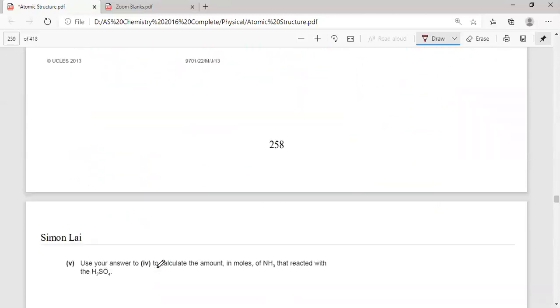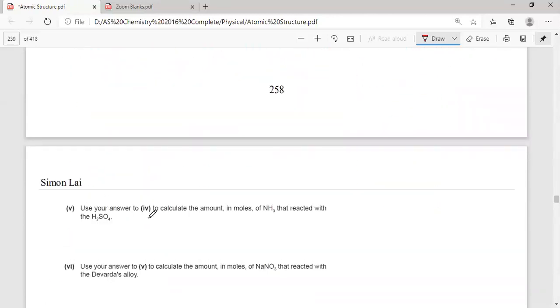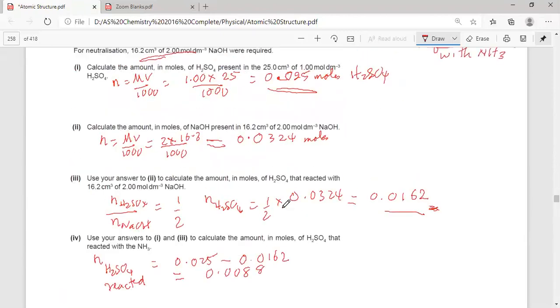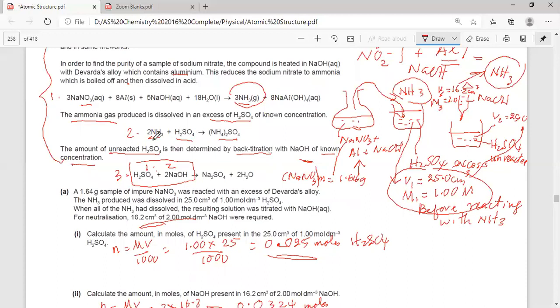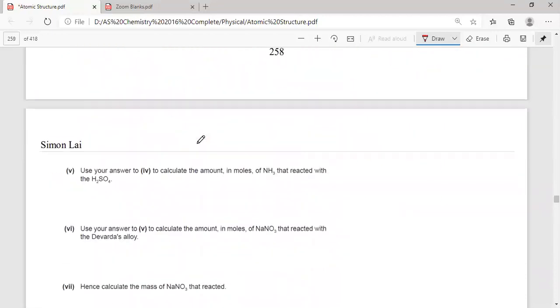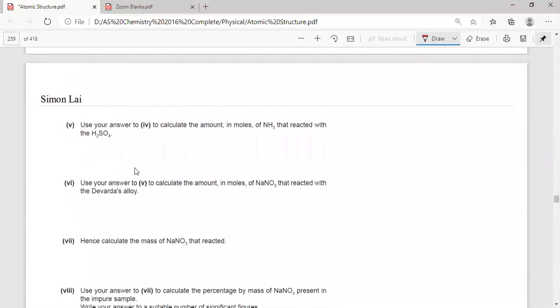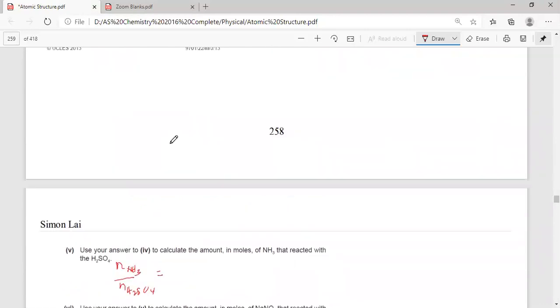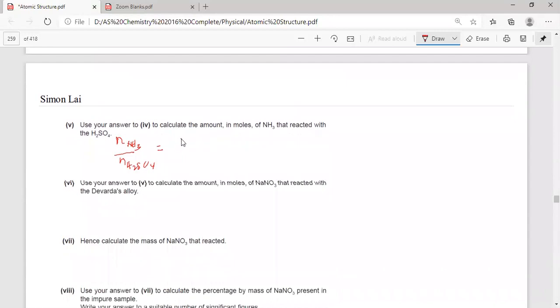Now the answer, of course, now is ammonia. So using the answer in 4, calculate the amount of ammonia reacted. It means now ammonia reacted with H2SO4. Now, of course, which equation to use? Ammonia, here it is. So 1 mole of H2SO4 reacts with 2 moles of ammonia. So here put number of moles of ammonia, always put the subscript here, over number of moles of H2SO4. How much is it? 2:1, 2 over 1.